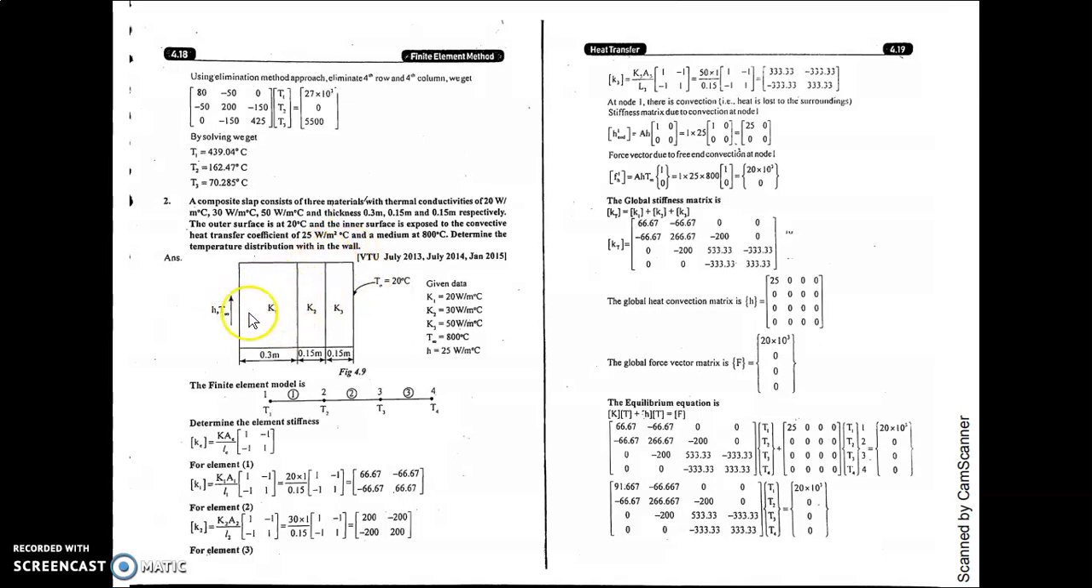So here what you need to do is again the conductivity matrix. There are 4 nodes, so you will get a 4 by 4 stiffness matrix. So kA by L times [1 -1; -1 1]. You have the K values and the area is given. If it is not given, take it as 1, 1 meter square or 1 centimeter square, depending on the data given. So K1 A1 is 1 and length is 0.15.